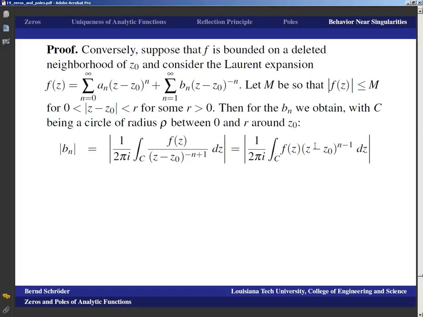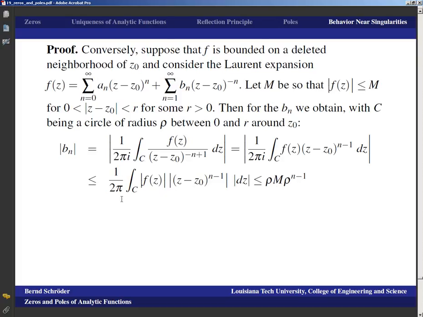And now realize that for small radii, this is going to be small. So now we pull the absolute values inside. Of course, we get a 1 over 2 pi because the i goes away. Integral over C of the absolute value of f of z times the absolute value of (z minus z0) to the n minus 1, dz, where we're integrating with respect to the arc length here. And that's smaller or equal than rho times M times rho to the n minus 1, the 2 pi.